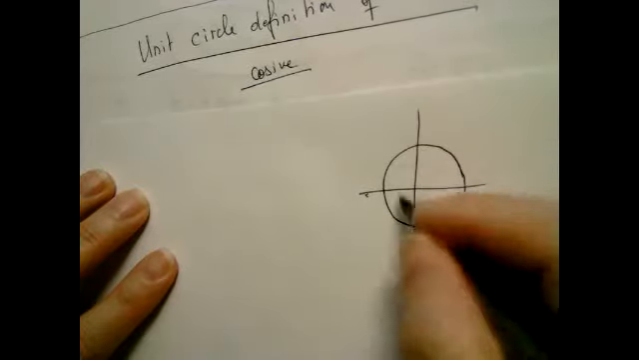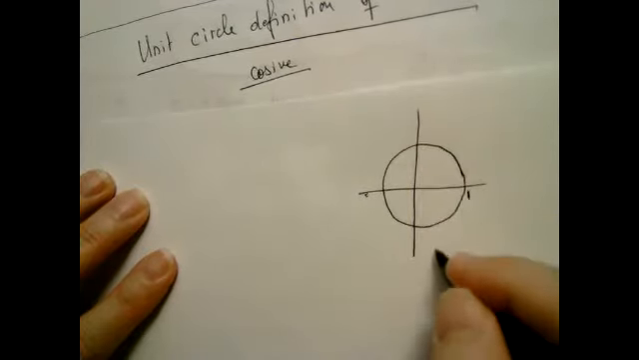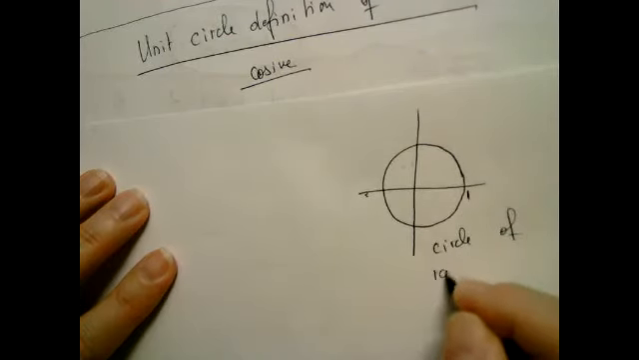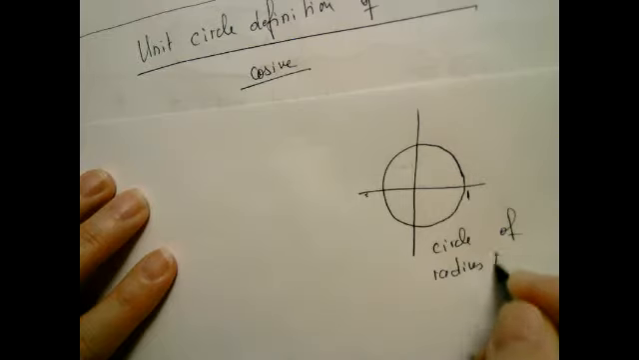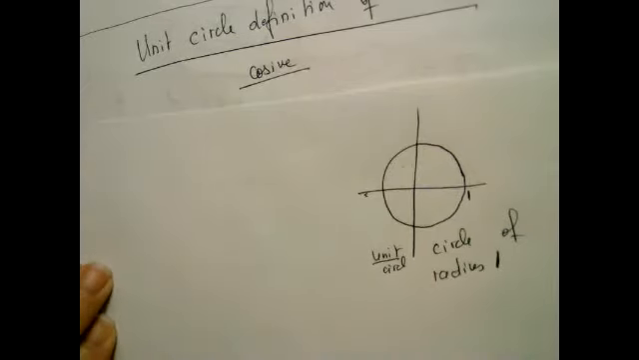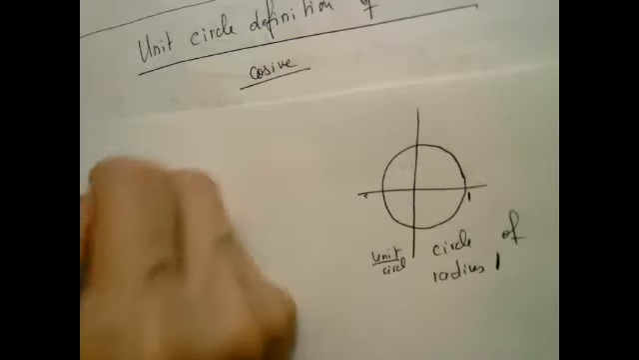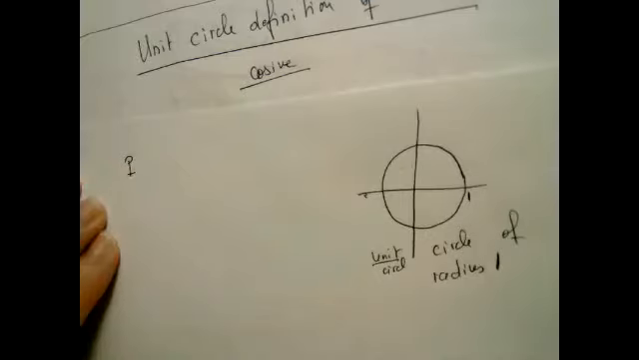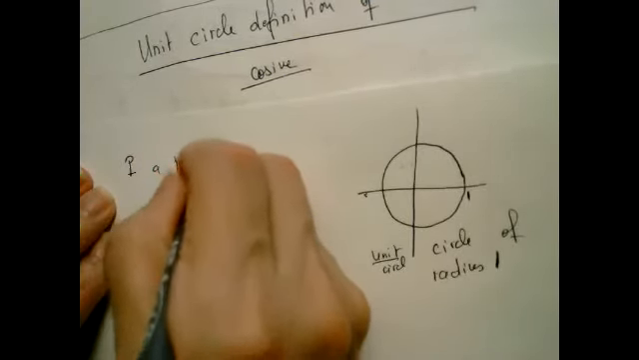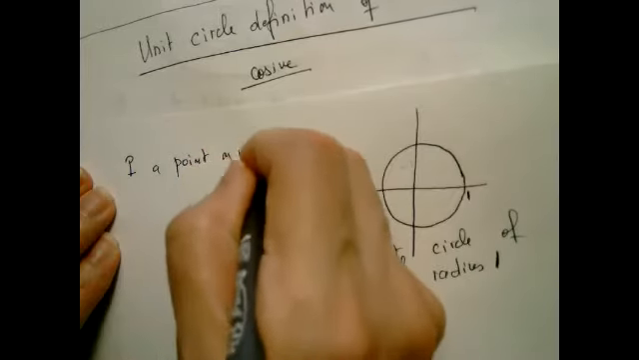Sorry, it's not quite a circle. So this should be a circle of radius 1. That's the unit circle. Okay. And then we take the following. We take P, a point on the unit circle.